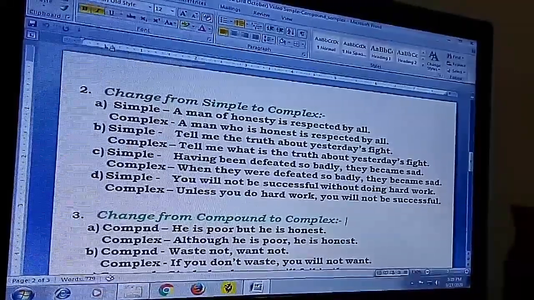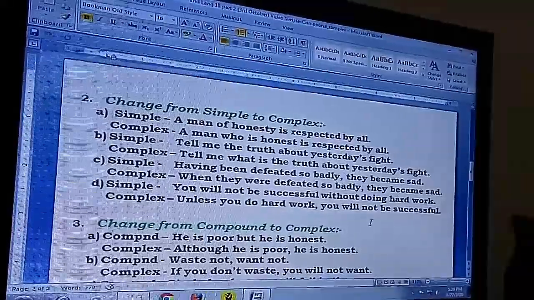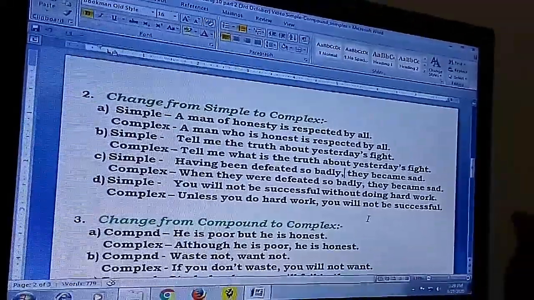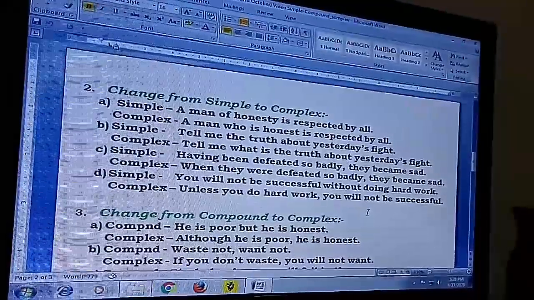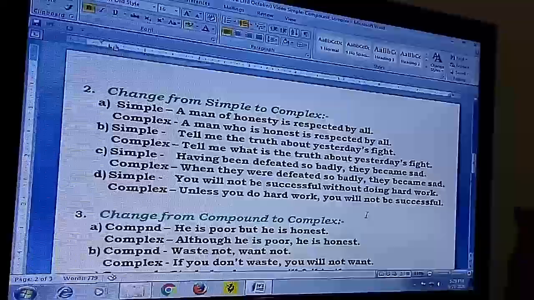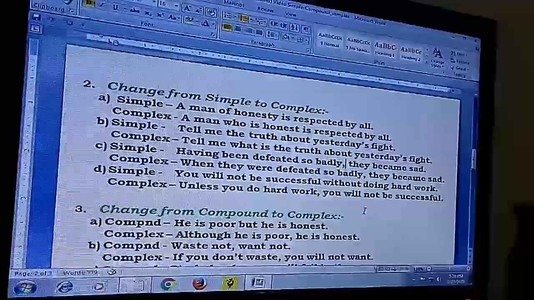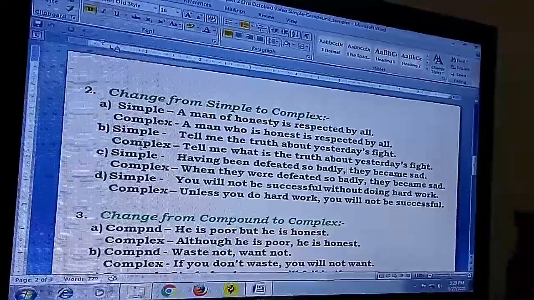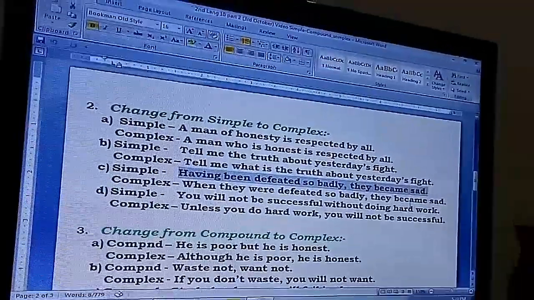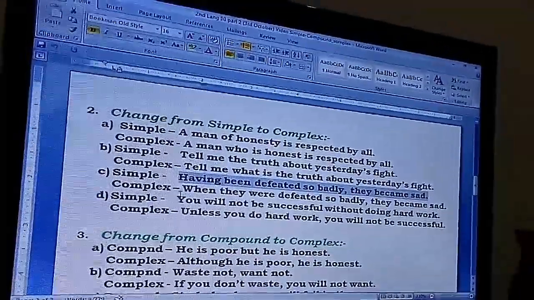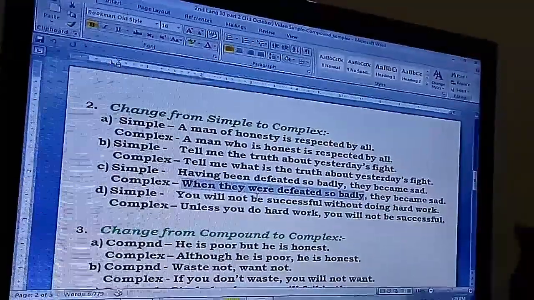Having been defeated so badly, they became sad. You know, the IPL is going on, and recently RCB has been defeated very badly. So far that is the worst defeat in the present IPL, so obviously they became very sad. So this expression is a simple sentence: having been defeated so badly, they became sad. Now how to say it in a complex sentence? When they were defeated so badly, they became sad.